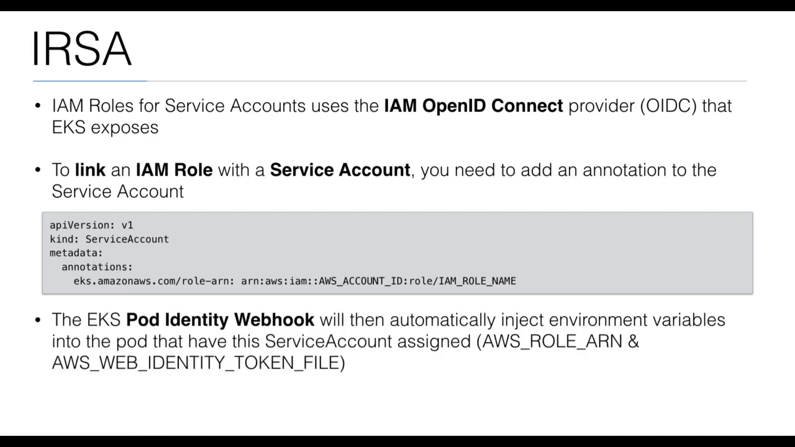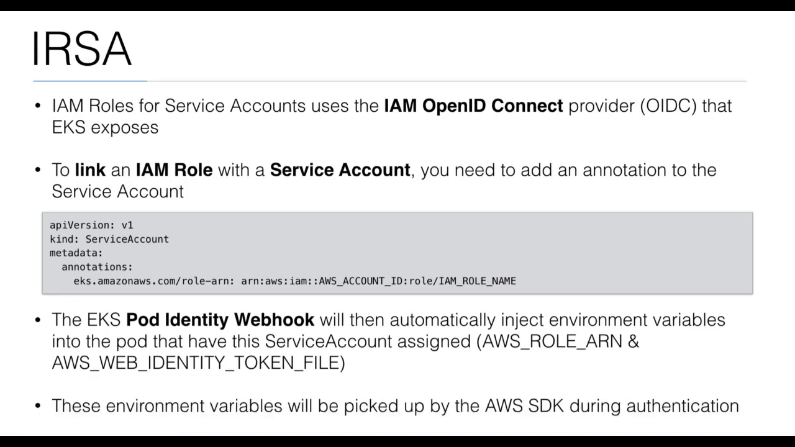The EKS pod identity webhook will then automatically inject environment variables into the pod that have this service account assigned. So when the pod starts, it will inject the environment variables AWS_ROLE_ARN and AWS_WEB_IDENTITY_TOKEN_FILE. These environment variables will be picked up by the AWS SDK during authentication.